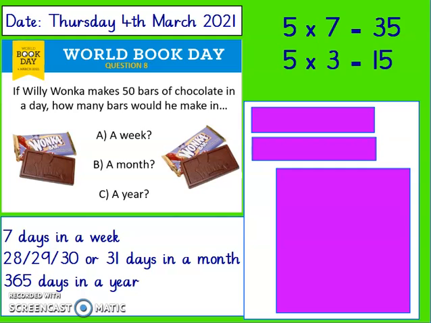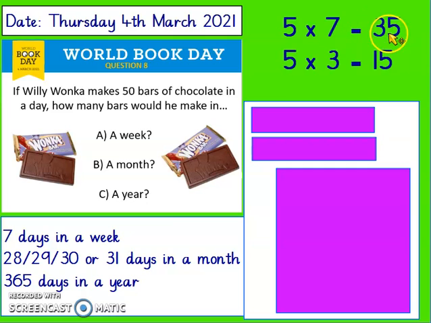If Willy Wonka makes 50 bars of chocolate in a day, how many bars would he make in a week, a month, a year? So here we have how many days in a week, a month, a year. And we've got these facts that can help us. So let's do the first one together. There are 7 days in a week. So we've got 50 in one day. And we need to do that 7 times.